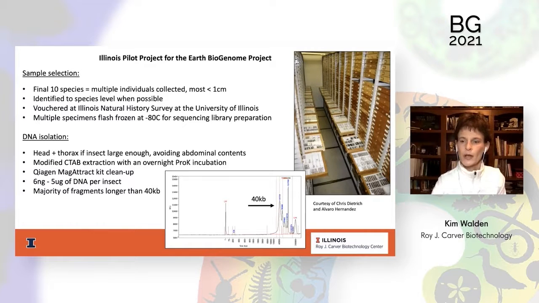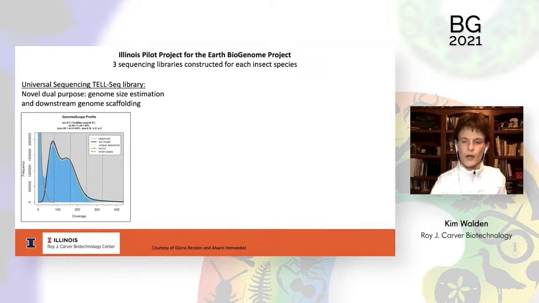which generated 6 nanograms to 5 micrograms of DNA per insect, with the majority of fragments longer than 40 kb. Current low input DNA library protocols have allowed for multiple types of sequencing libraries to be prepared from small specimens. And so the goal was to construct a total of 3 libraries. First, a linked short read TELL-Seq library to be used for genome size estimation using GenomeScope, and then downstream scaffolding, which is a novel use case in this project.